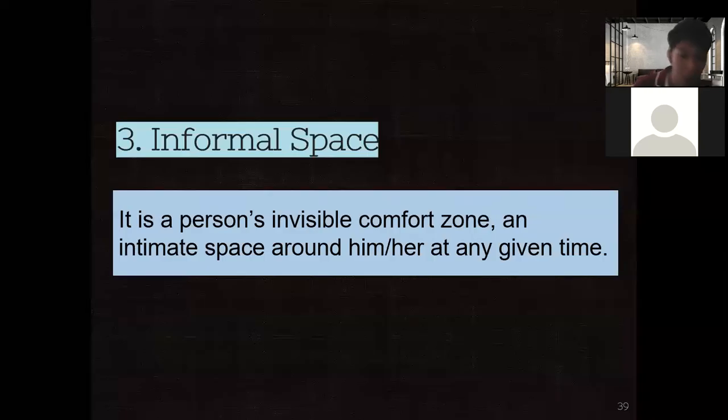We have informal space. It is a person's invisible comfort zone, an intimate space around him or her at any given time. So informal space is our personal space. That's our comfort zone. That's how we give distance to other people when it comes to our privacy.